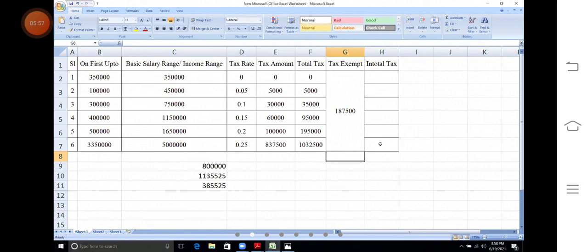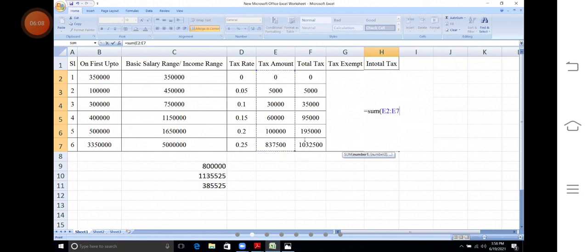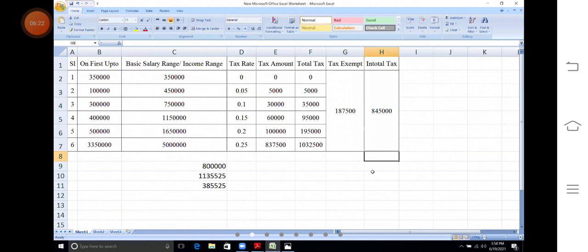And next is, I am just mark that cell. Next is your sum of tax amount, all the tax amount. Okay, sum of the tax amount from 0 to all taka minus your tax amount, tax exempt. That is G2. I am putting the G2 and look at this thing. So 8,45,000 you need to pay for your tax.